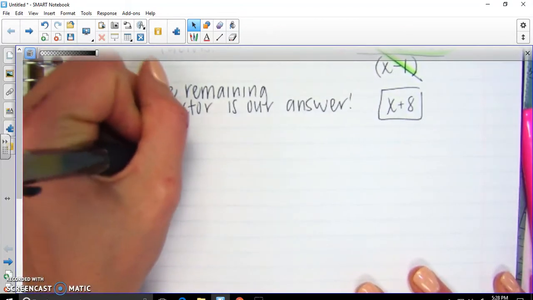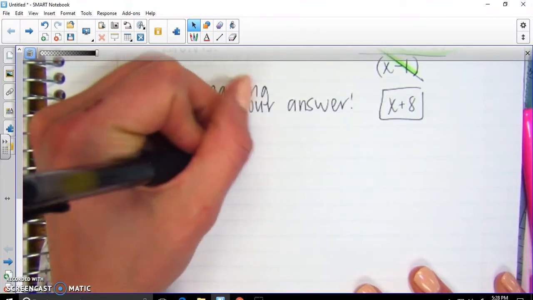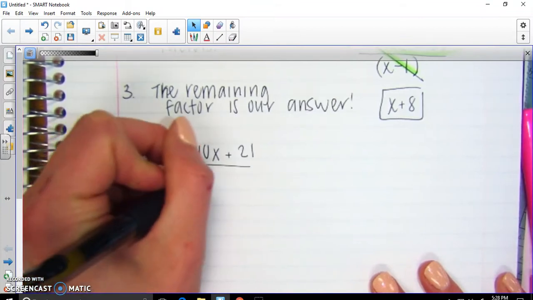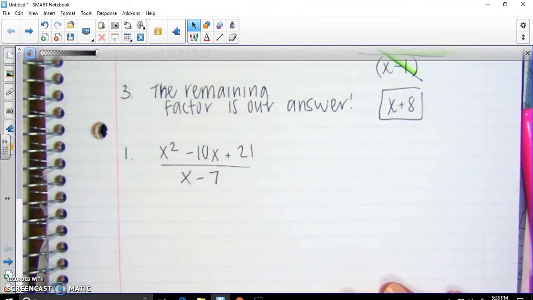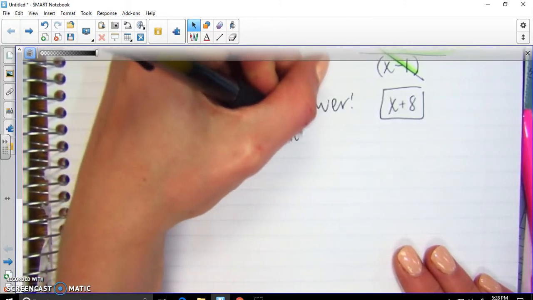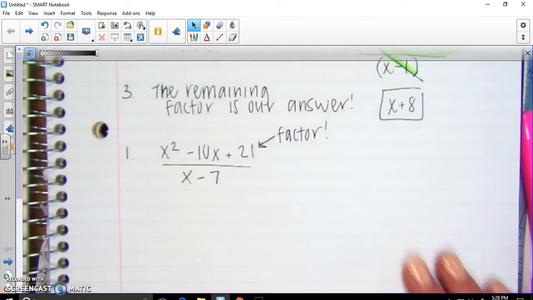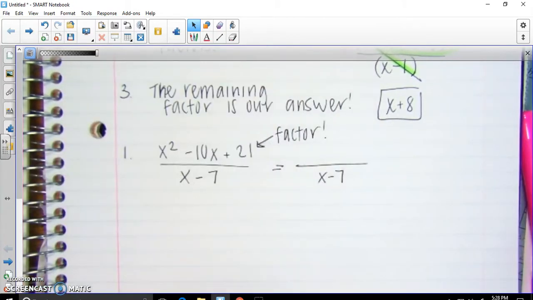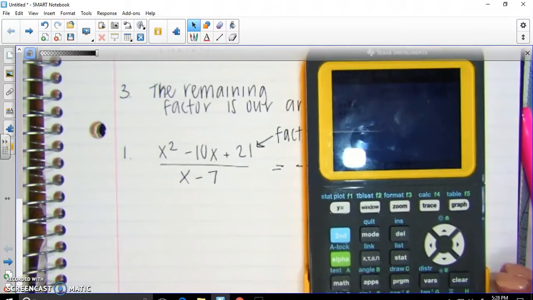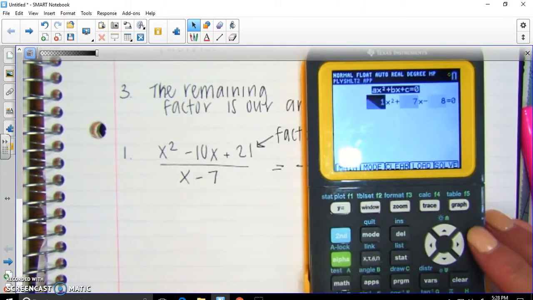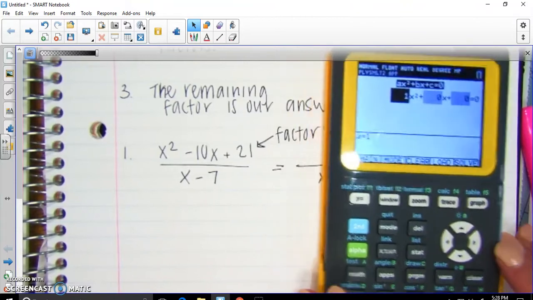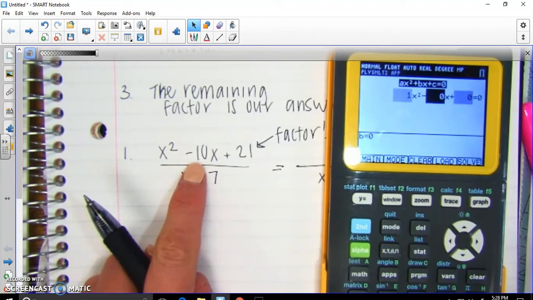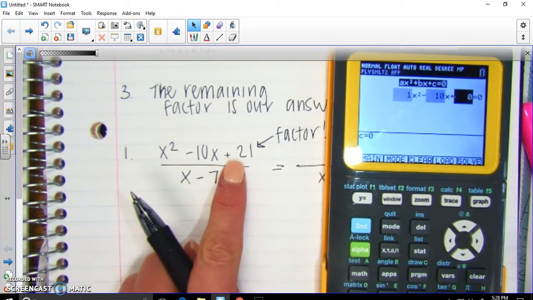All right, so we're starting with x squared minus 10x plus 21 over x minus 7. Remember, step 1 is to factor. So I'm going to factor the top. I'm only factoring the top part. The bottom part, x minus 7, is going to stay the same. If you want, you can use your app. I can clear these, and I've got a coefficient of 1, followed by negative 10, plus 21.